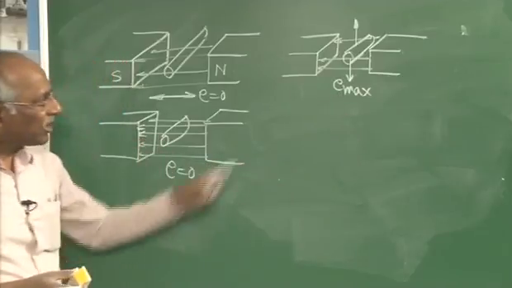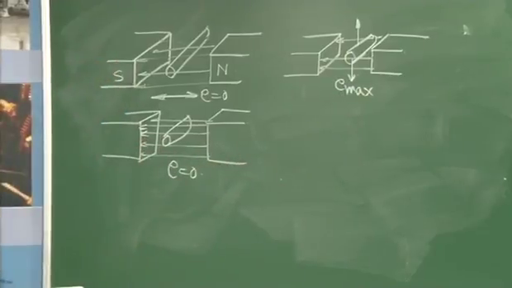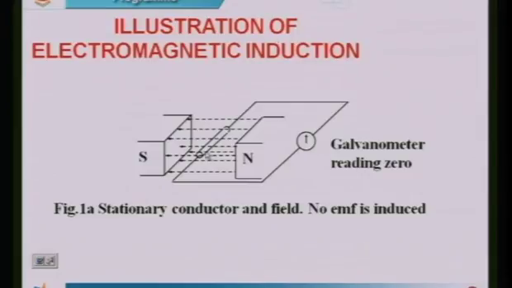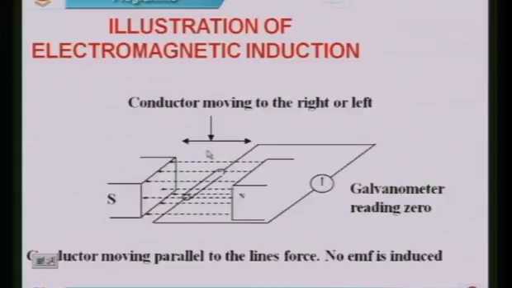Before I go for that, you can see here in this one, the conductor is stationary. To the conductor, a galvanometer has been connected. Since it is not moving, the relative motion between the magnetic field and the conductor is 0, so no induced EMF is produced. When the conductor is moved horizontally, that means parallel to the lines of force, the induced EMF is 0, the galvanometer reads 0.